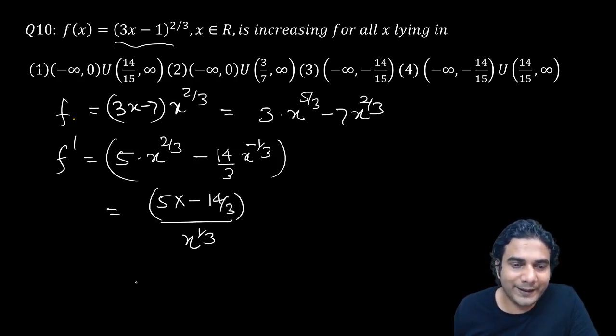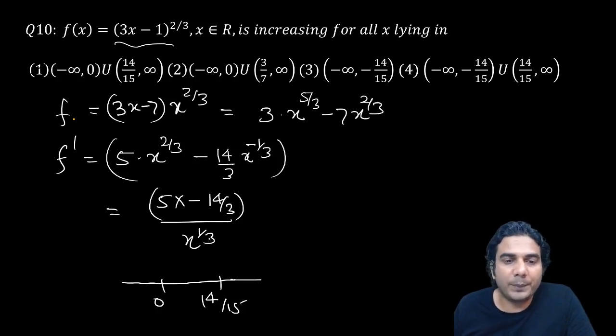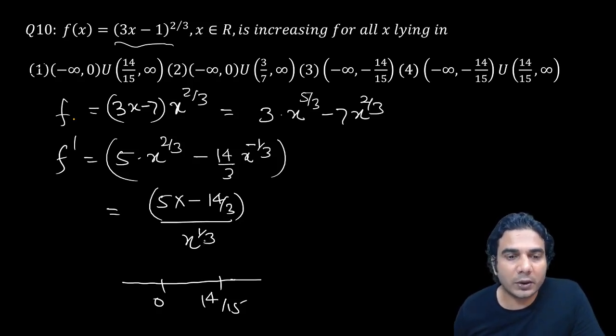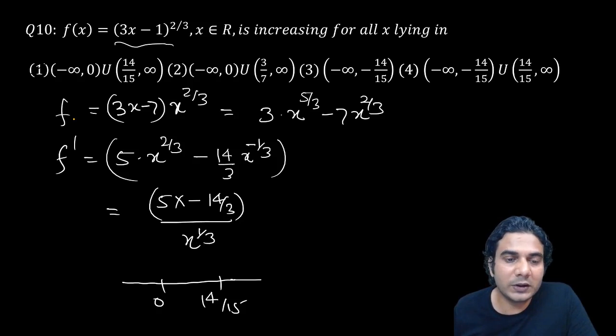Yes. Now you can plot the number line. You can use the wavy curve method, critical points. The critical point of the factor in the numerator is 14 by 15, and the critical point of the factor in the denominator is 0, because it has odd p upon q, in which p and q both are odd. So 0 is the point where this is changing its sign. All right. Plus minus plus.